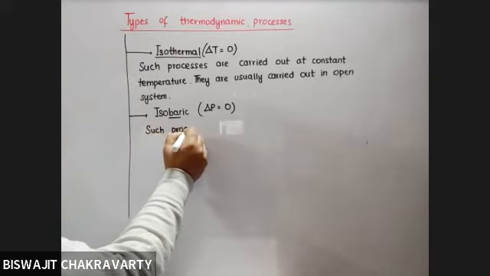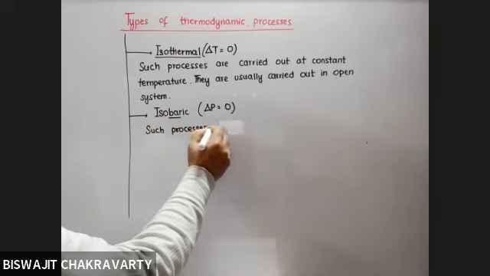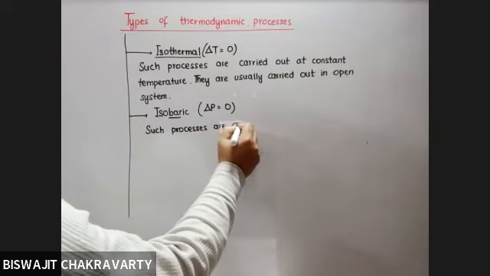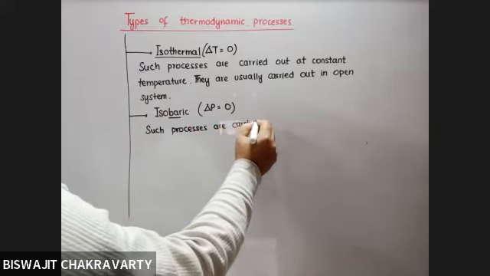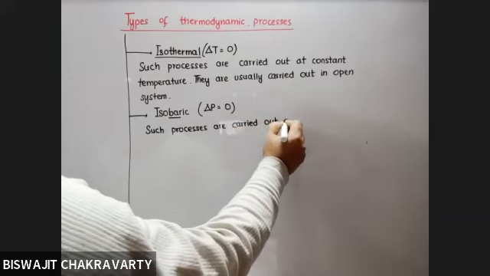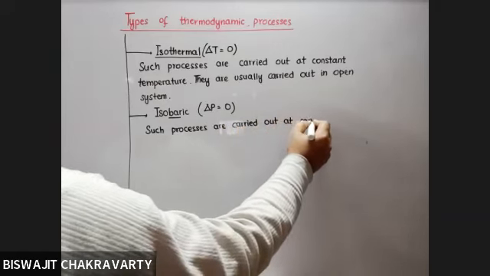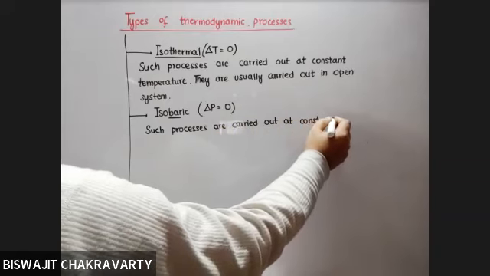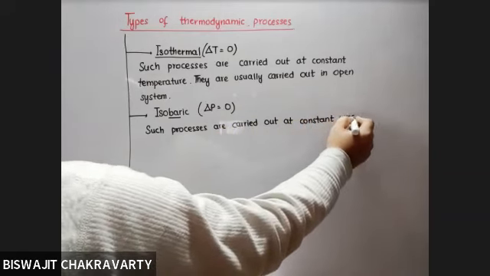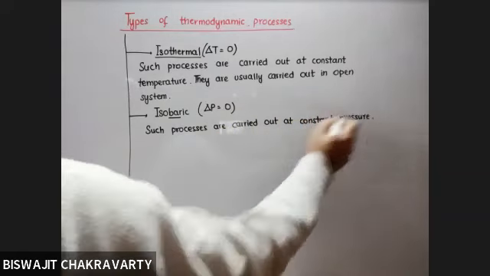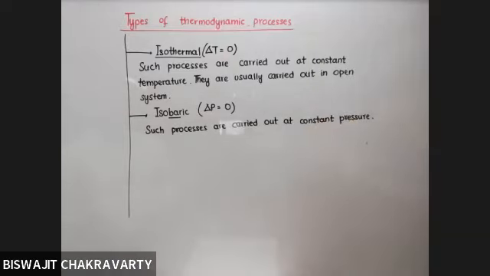Such processes are carried out at constant pressure. So if you carry out any process, there may be change in the temperature. Change in temperature is allowed, but what is not allowed is pressure should not change. And for that, it should be under constant atmospheric pressure.